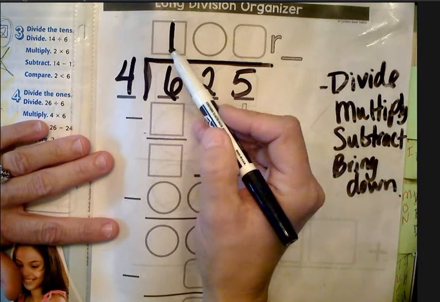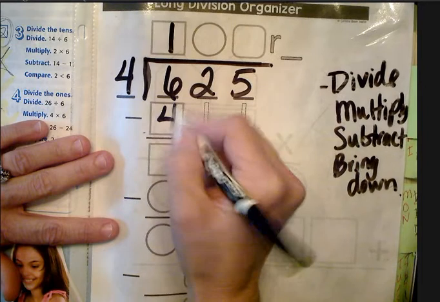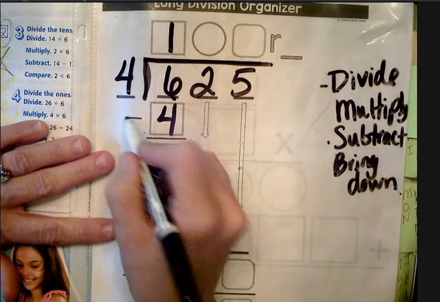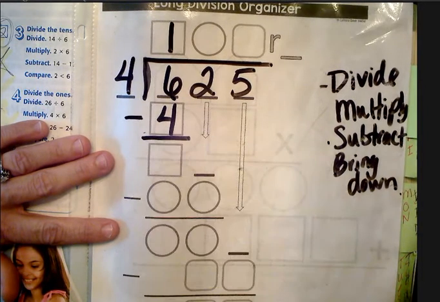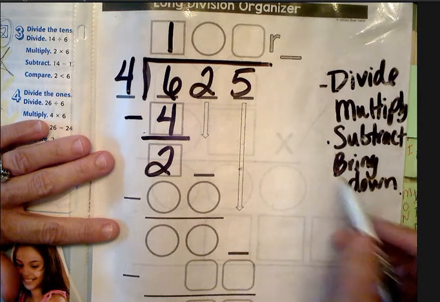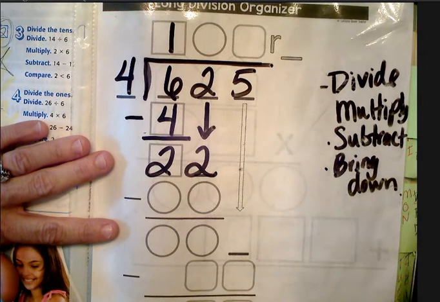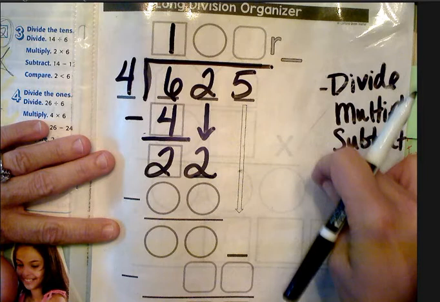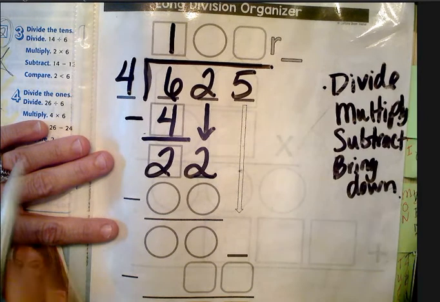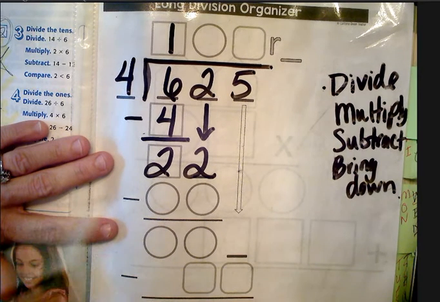Multiply. 1 times 4 is 4. Subtract. 6 minus 4 is 2. Bring down. Bring down that 2 even with that answer from that step. And then we go back up to the top and we do it all again. We're back at divide. How many times does 4 go into 22?